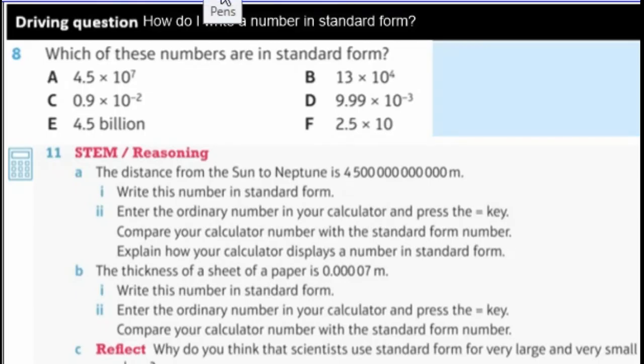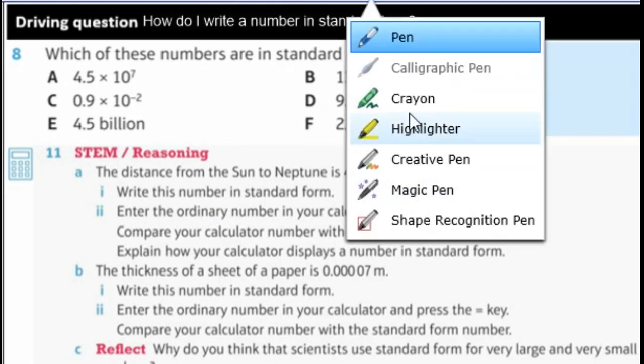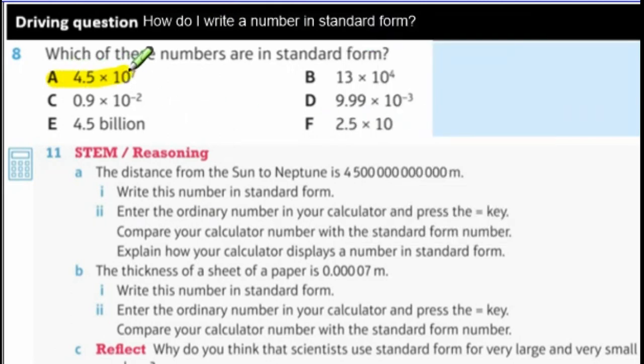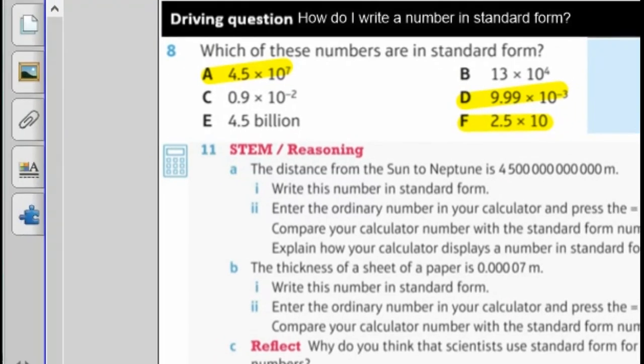For question 8, I'm going to highlight the numbers that are in standard form. This one, 4.5 is between 1 and 10. You've got an integer power. Not this one, 13 is greater than 10. Not this one, 0.9 is less than 1. Yes, this one's in standard form. No, this isn't in standard form because we don't have a power of 10 here. Yes, this one is in standard form. So those are the 3 that are in standard form.